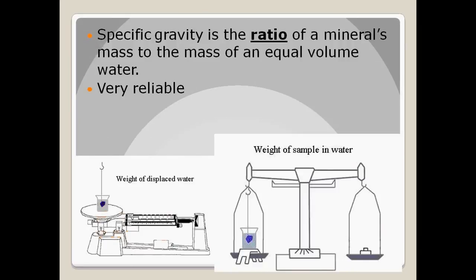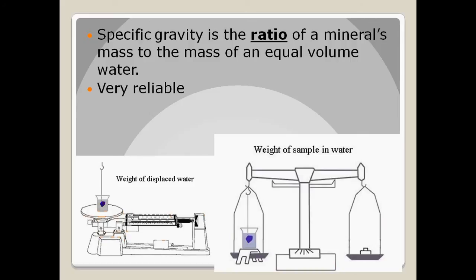Now, another feature that can be used to characterize minerals is specific gravity, and that is the ratio of a mineral's mass to the mass of an equal volume of water. That might sound like a lot of wordy jargon, but what that really means is that if you have 2 mineral solids that occupy the same space, but one weighs more or less, that is the ratio of specific gravity.